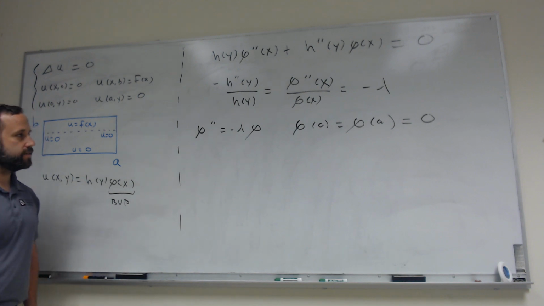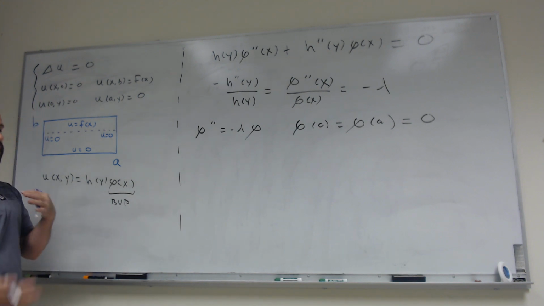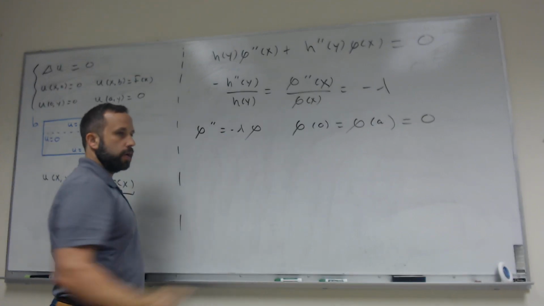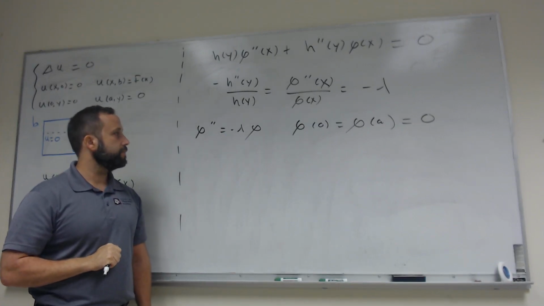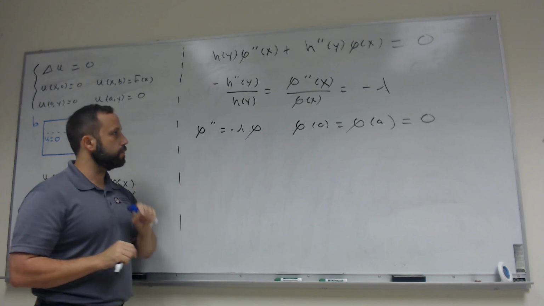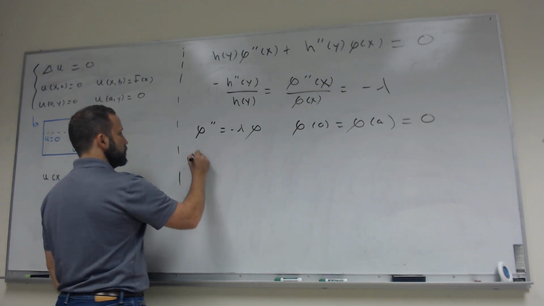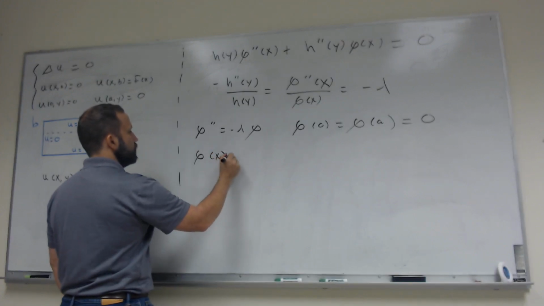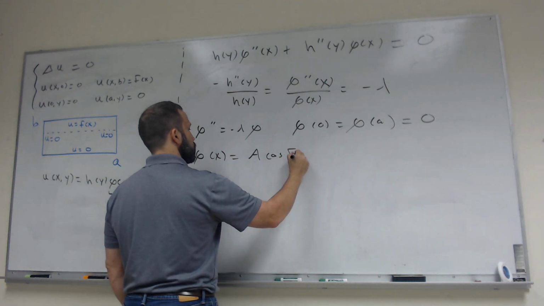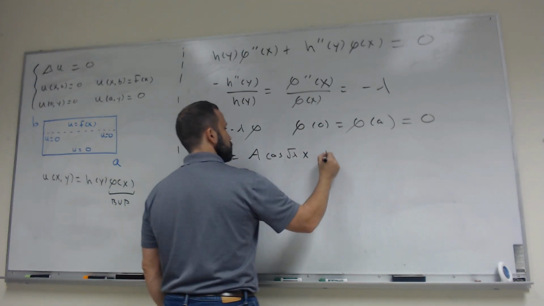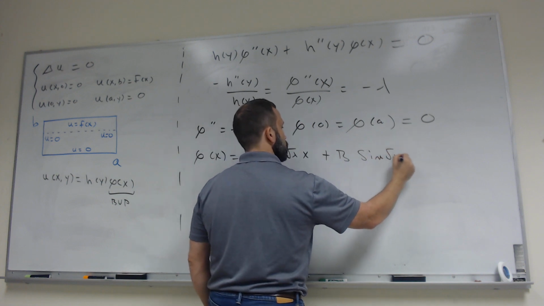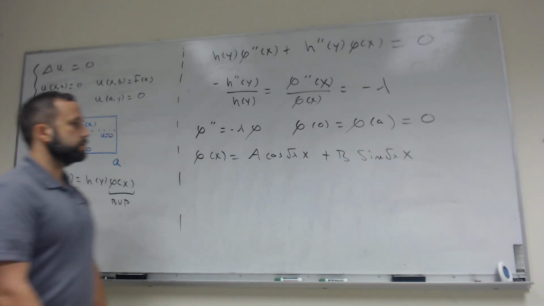So this is a second order differential equation. A similar argument to what we did in previous lectures shows that lambda has to be a positive real number. And so the general solution to this is going to be phi of x equals a cosine of square root of lambda x plus b sine of square root of lambda x.